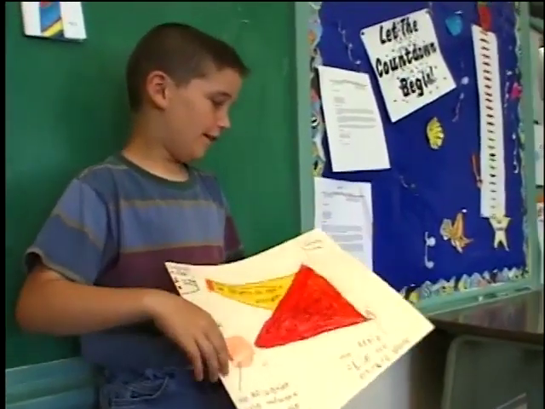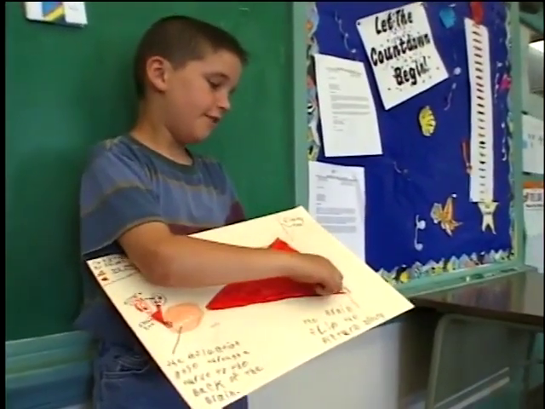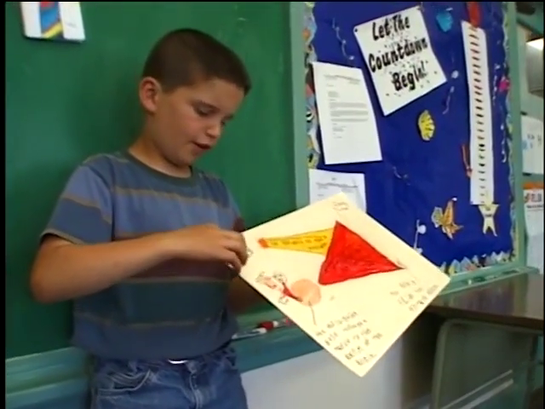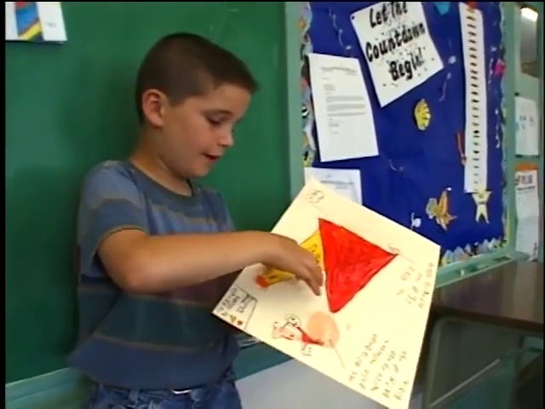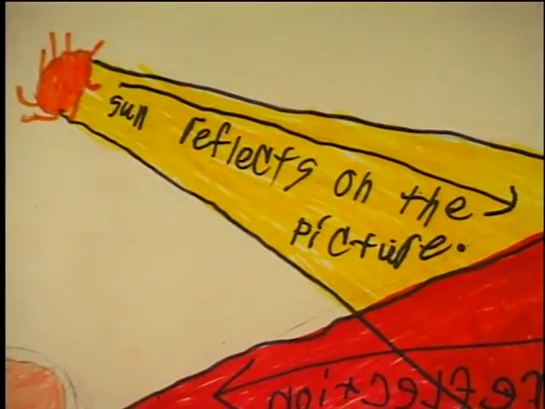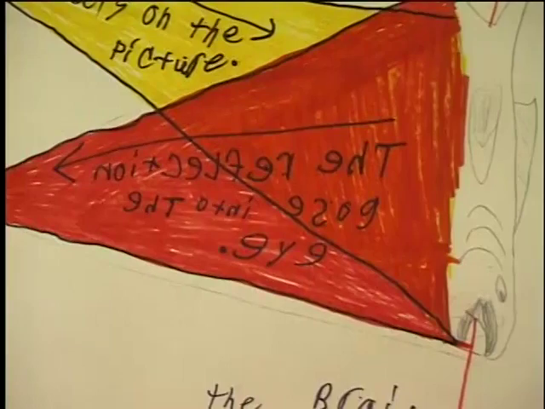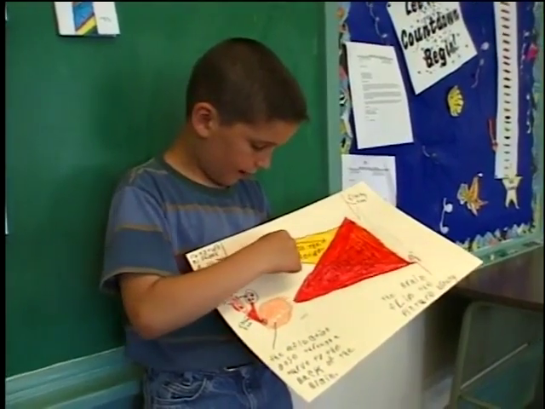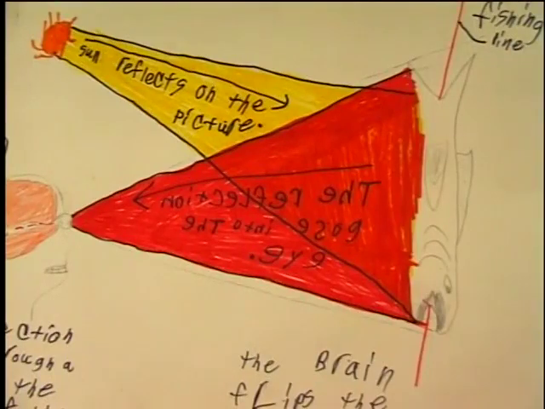What I drew was, for an example, a fish for the picture, and the sun is reflecting on the fish because I drew a little key here. It's kind of like a web here, and the yellow one means sun reflection, and the red one means reflection to the eye. That means the reflection is going into the eye. I wrote sun reflects on the picture, so it's reflecting off of the fish and it's going into the eye.